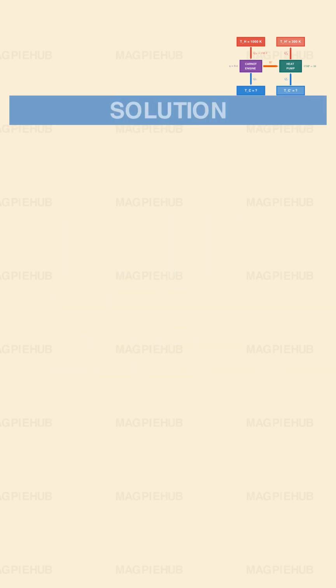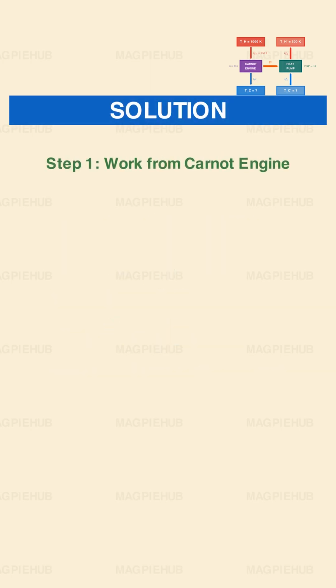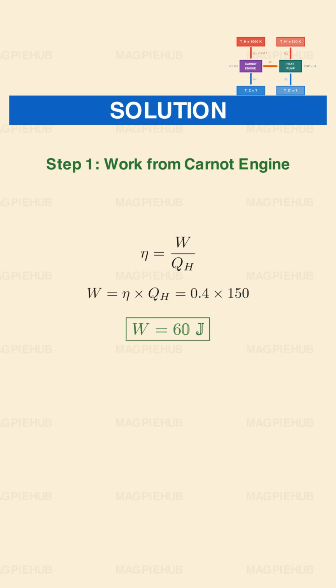Let us solve step by step. First, finding the work extracted from the Carnot engine. Efficiency eta equals W over Qh. So W equals eta times Qh, which is 0.4 times 150, giving us W equals 60 joules. Therefore, option A is correct.